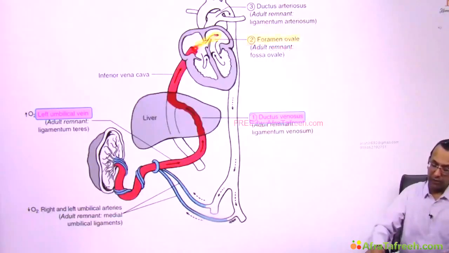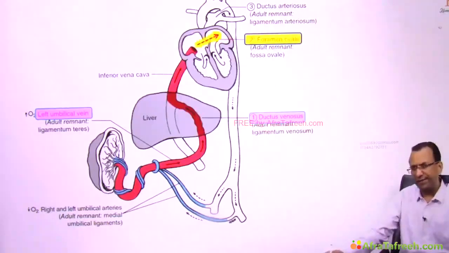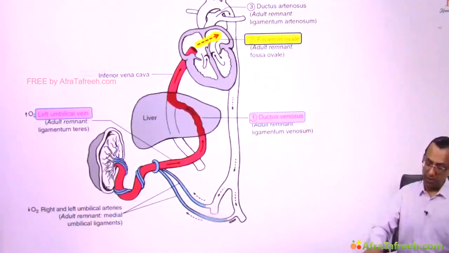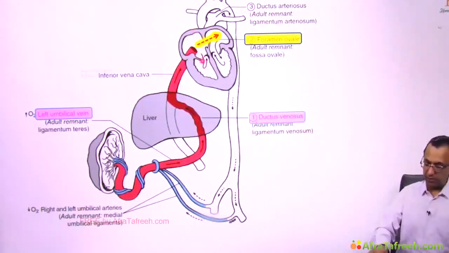So in fetal circulation, right atrium blood should go to left atrium. Yes, passing through the foramen ovale. It is required in fetal circulation. And what if some blood has already entered the right ventricle? If some blood has already entered the right ventricle, then would that blood have gone to the lung?